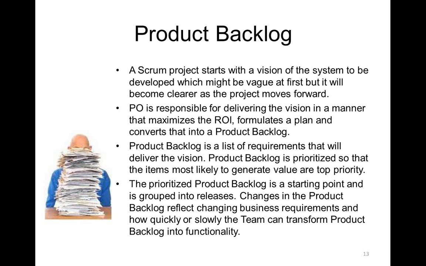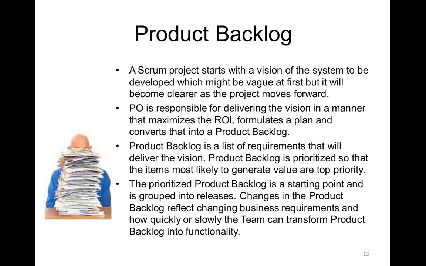for how these requirements would be delivered, which in software is known as a release plan: how many releases will be there, and in each release, which requirements will be delivered. He lists all of those requirements out as a product backlog. So the product backlog is a list of requirements that will deliver the vision. It is prioritized so that the items most likely to generate value are on the top, as I mentioned earlier also.